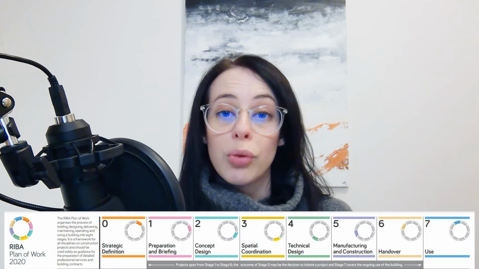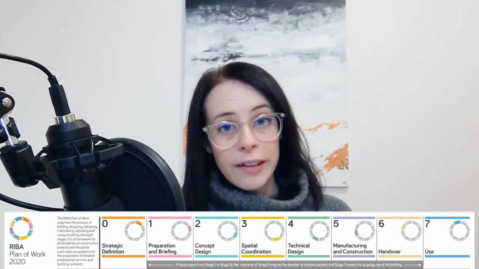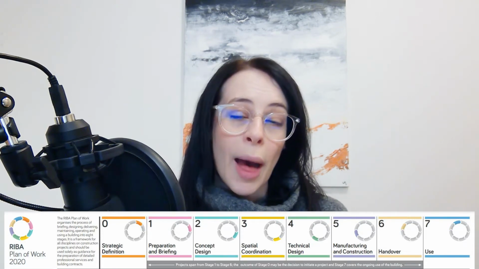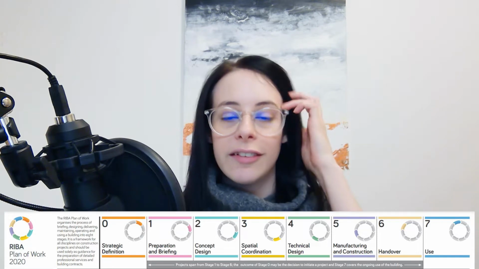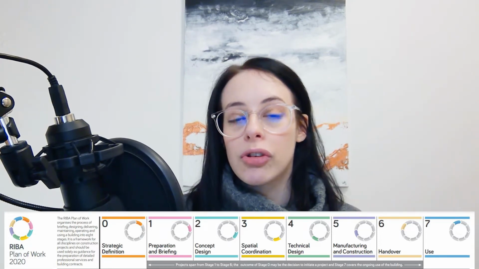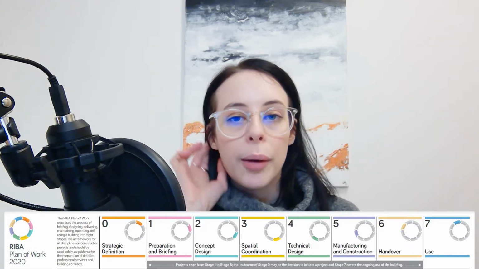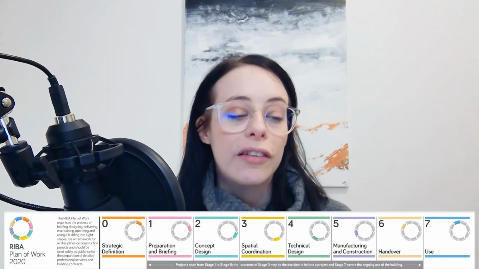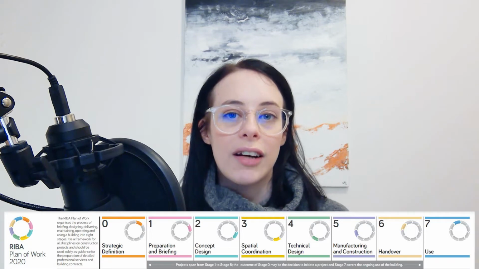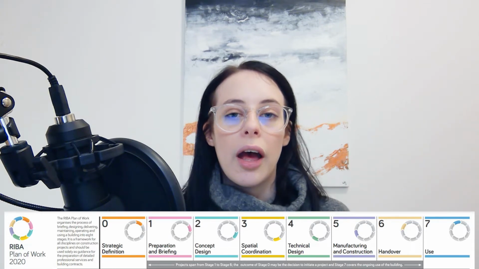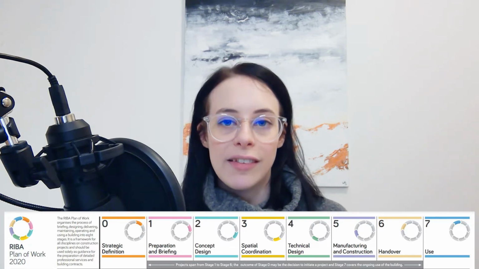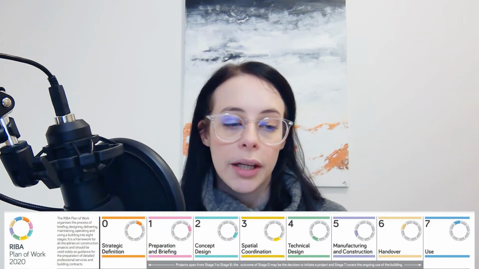The 2020 Plan of Work also takes stage 5 and renames it manufacturing and construction. This is to take into account modern methods of construction, where things might be prefabricated off-site and then brought to site, which obviously is happening. So it's trying to clarify that that's not necessarily on-site construction, and that stage can flex depending on what kind of construction's happening.